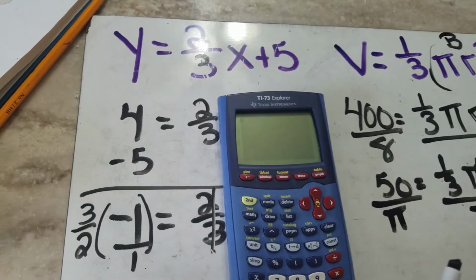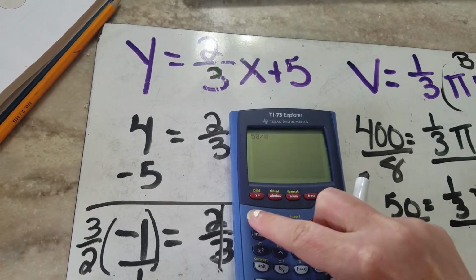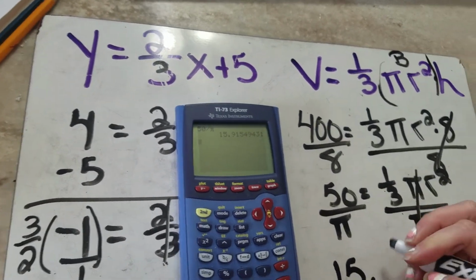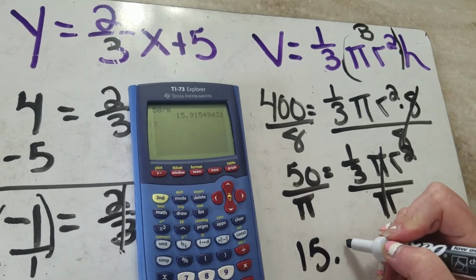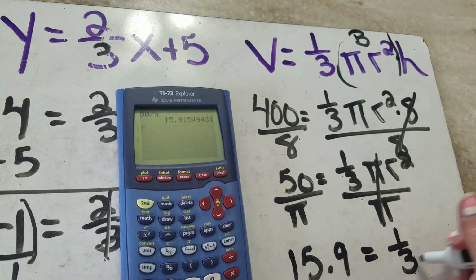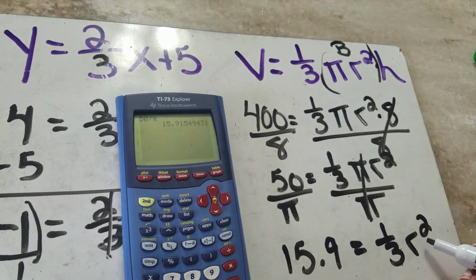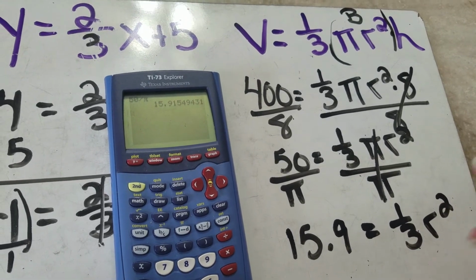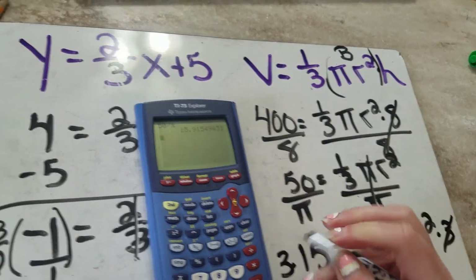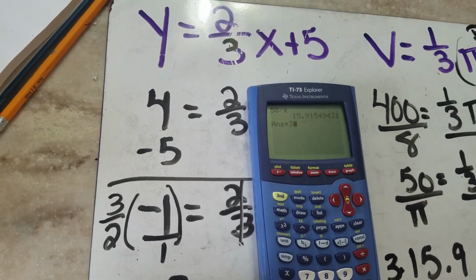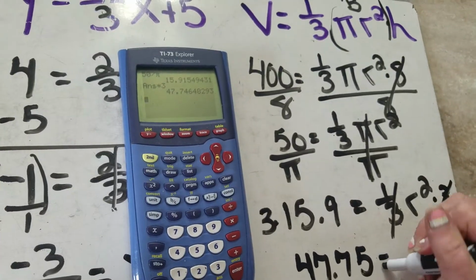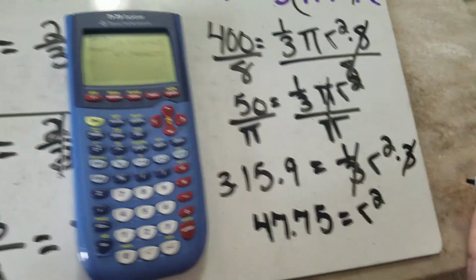Go to my calculator, and I'm going to do 50 divided by pi. That gives me a rounded error. Remember that pi is a very long number. So 15.9 is what I'm going to use, is equal to 1/3 r squared. I still have to solve for this r, so the reciprocal of this 1/3 is the 3. So if I times this side by 3, that cancels out, and I times this side by 3, I get 47.75. Rounding. We'll talk about rounding errors in the next section.